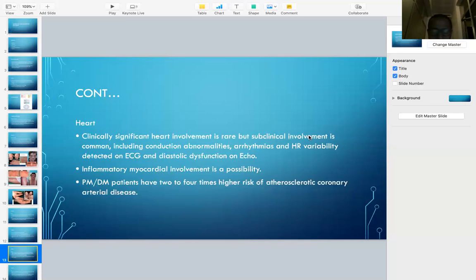In addition to the conventional risk factors, there is the chronic inflammatory condition and the treatment. These patients are at higher risk of ischemic disease.